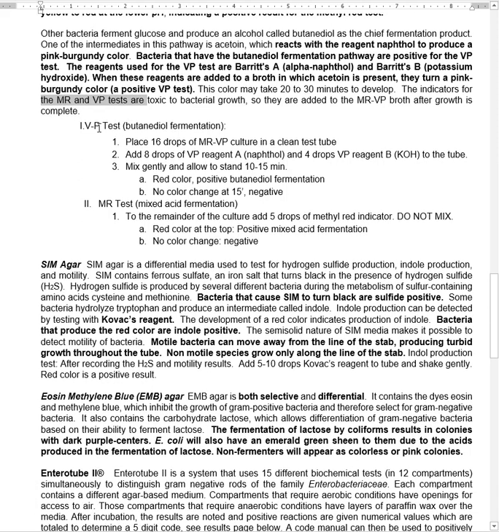So in the BP test, now let's do the MR test. We place 16 drops of that MRBP in the clean test tube, and then we add 5 drops of the methyl red. We don't mix. Red color at the top is positive for mixed acid; no color change is negative, or even an orange is negative.